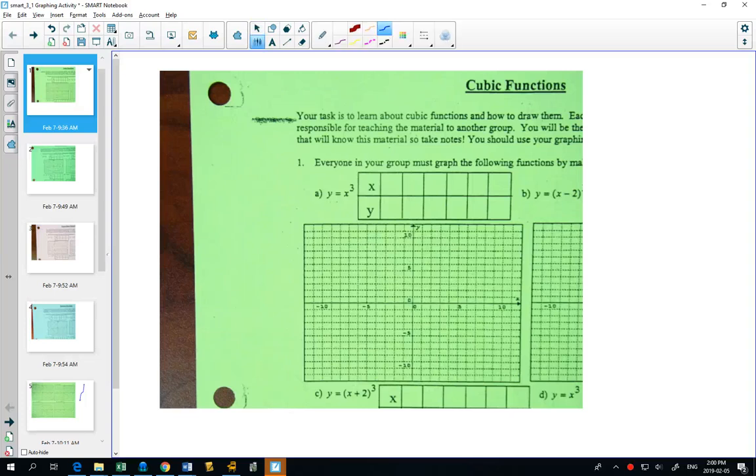The key graph in all of these are the ones in the top left-hand corner in A. We call this the parent graph, because all of the other graphs that you do after that all have that same shape. They're all related to the one that we started with. And so we did our table of values.